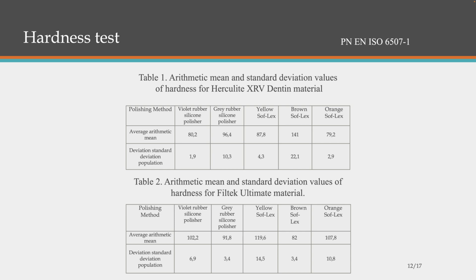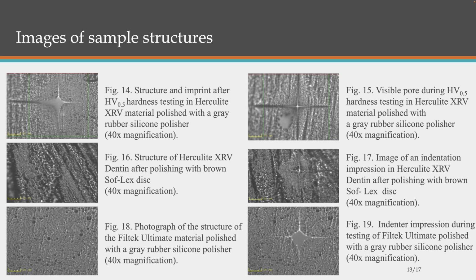The results of the hardness test along with the mean values and standard deviation are shown in tables 1 and 2. The arithmetic mean hardness of Herculite XRV dentin material was HV 0.5 equals 96.92 and for Filtek Ultimate material HV 0.5 equals 100.68. Images of the structure of the materials after hardness testing were taken using a light microscope at 40 times magnification.